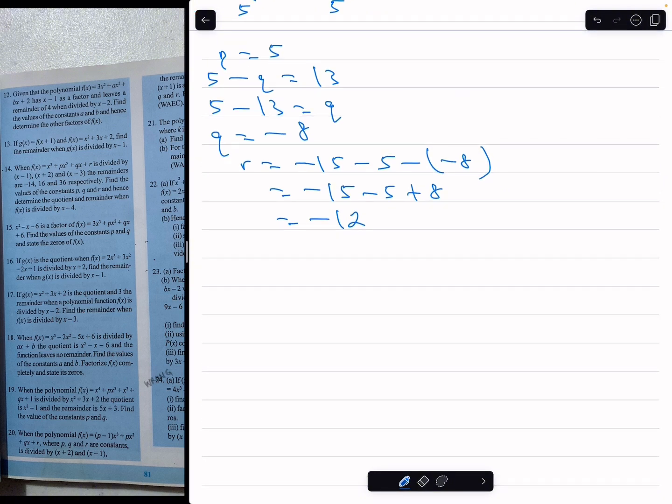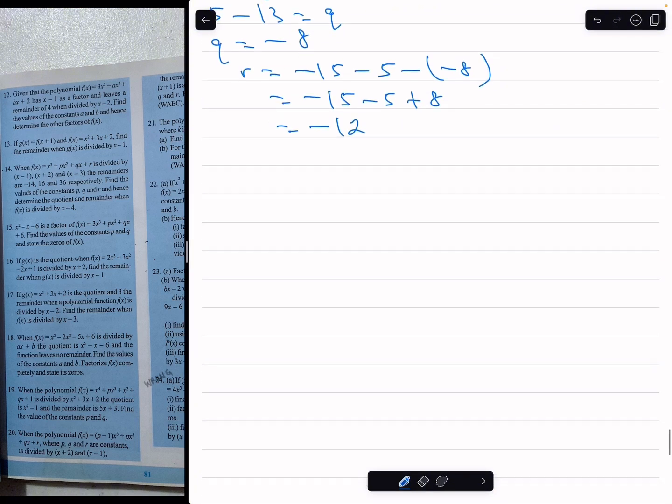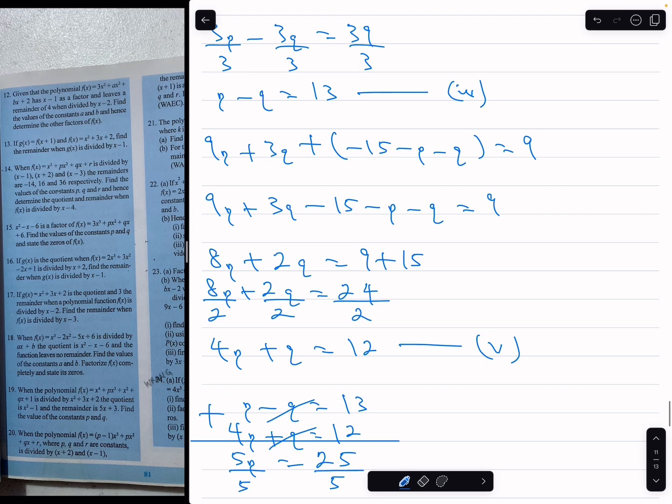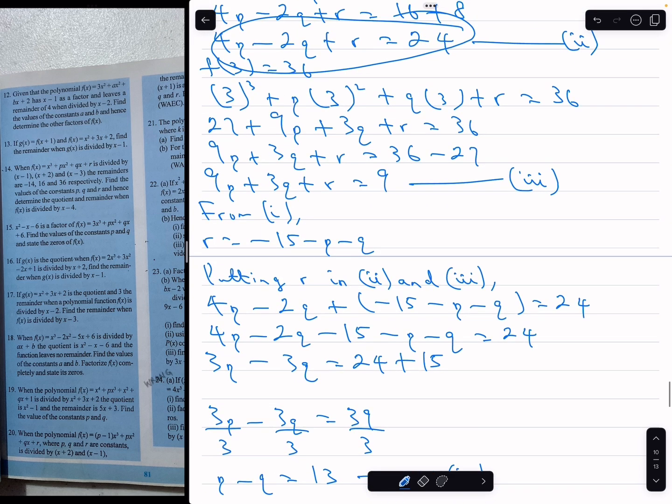So what's the remaining part of the question? They said find the values of the constants p, q, and r, and hence determine the quotient and remainder when f of x is divided by x minus 4. They want us to do the long division. That's why they said we should find the quotient and remainder. Now that I have found p, q, and r, I can state f of x fully.